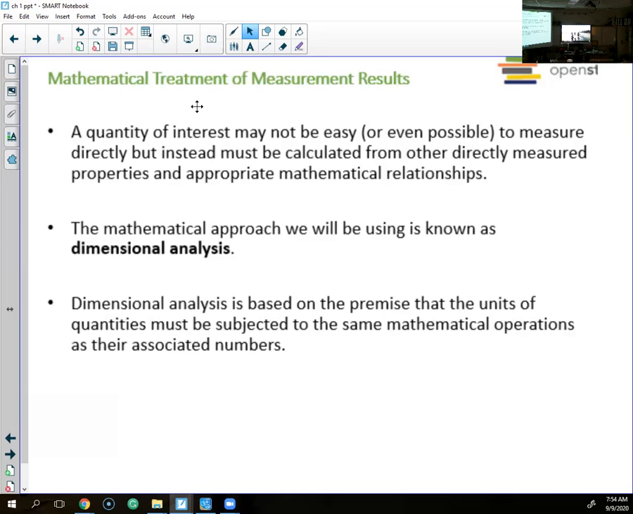It's not that bad. All right, so a quantity of interest may not be easy or even possible to measure directly, but instead must be calculated from other directly measured properties and appropriate mathematical relationships. The mathematical approach we will be using is known as dimensional analysis. Dimensional analysis is based on the premise that the units of quantities must be subjected to the same mathematical operations as their associated numbers. All right, that's a lot of words.